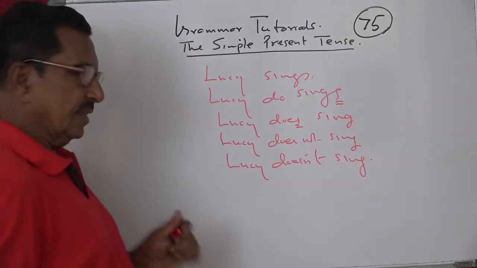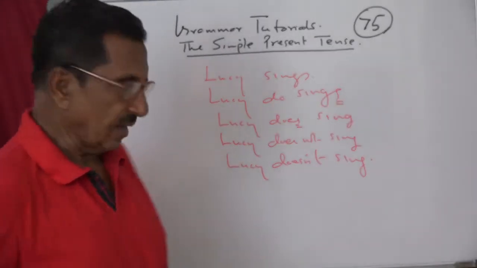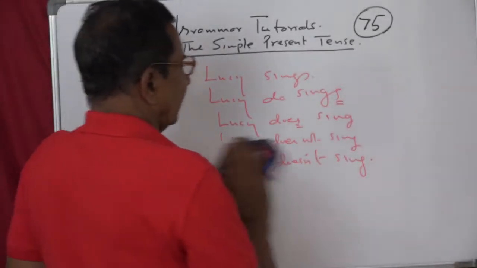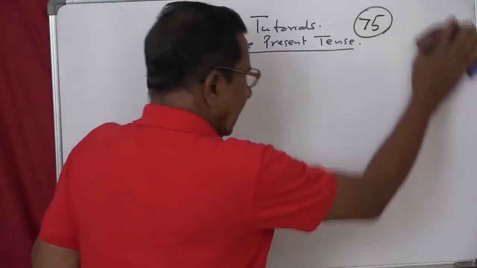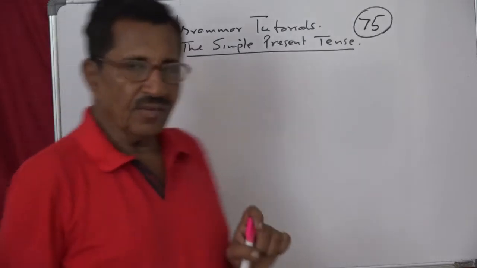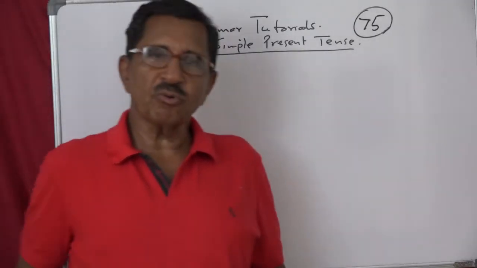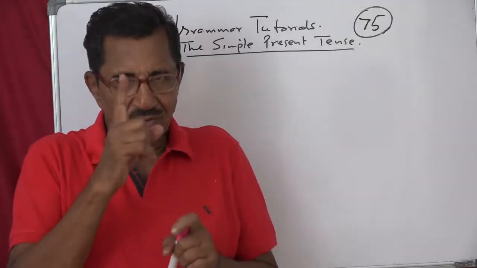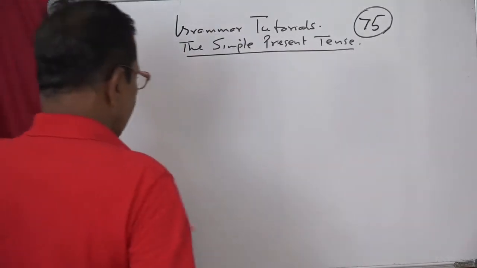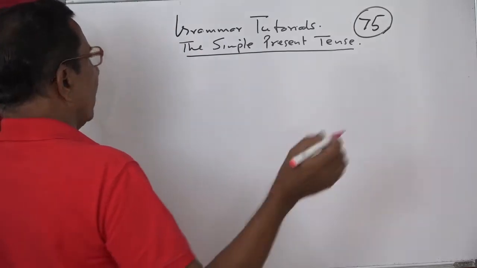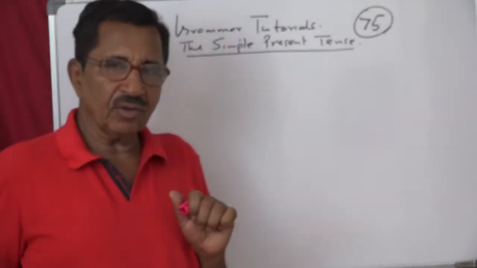Understand? Clear. And again, very often we make a mistake like this. We will say, he does goes. This happens when you make a yes or no question, which you will see in 1 or 2 classes.